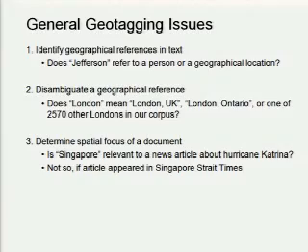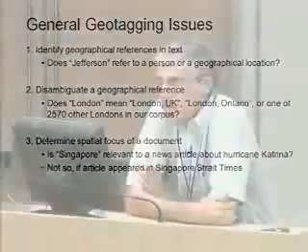So, what are some general geotagging issues? For example, you've got to identify the geographical references in the text. Does Jefferson refer to a person or to a geographic location? How about disambiguating geographic references? Does London mean London, UK or London, Ontario? There are 2570 different Londons in our corpus.